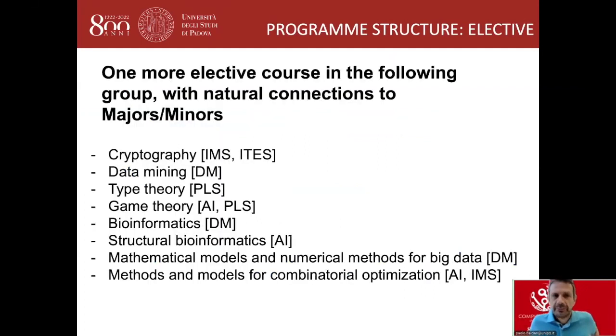Then you have many other elective courses. You have to take two courses in a group of courses which are not specifically in computer science, but in related fields. I won't go through the list. I just mention that all these courses are somehow related to the majors and minors which I mentioned before. For instance, if you're interested in security, then you will likely take cryptography as an elective course, or if you're interested in programming languages, type theory could be an elective course for you.